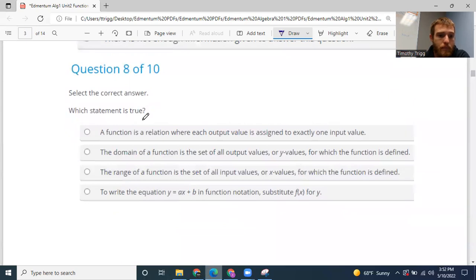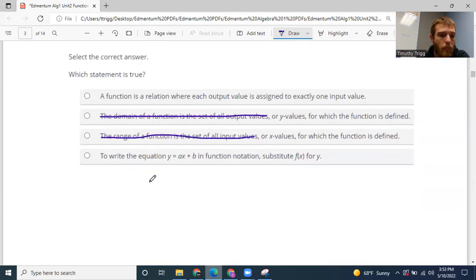Which statement is true? A function is a relation where each output value is assigned to exactly one input value. The domain of a function is a set of all output values. No, domain is all input values. The range of a function is a set of all input values. No, the range is output values. To write the equation y equals ax plus b in function notation, substitute f of x for y. Yes, that's correct.